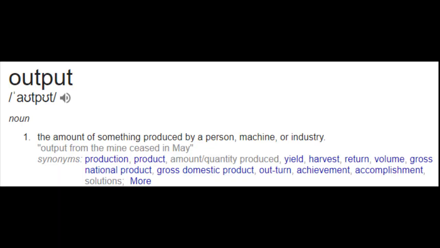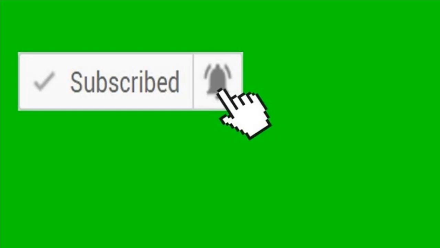Output is the amount of something produced by a person, machine, or industry. So the computer subscribes you to this channel. But how do you know that? It shows this beautiful button.